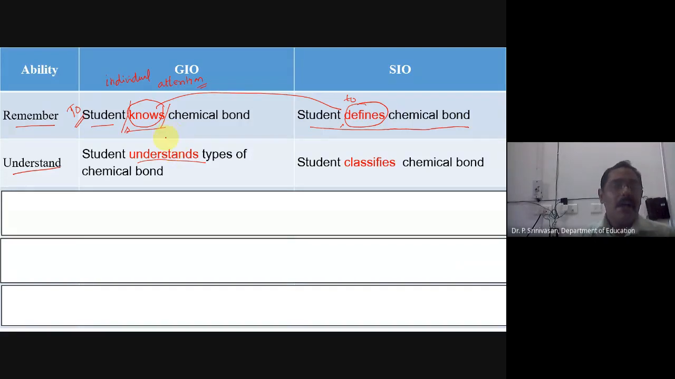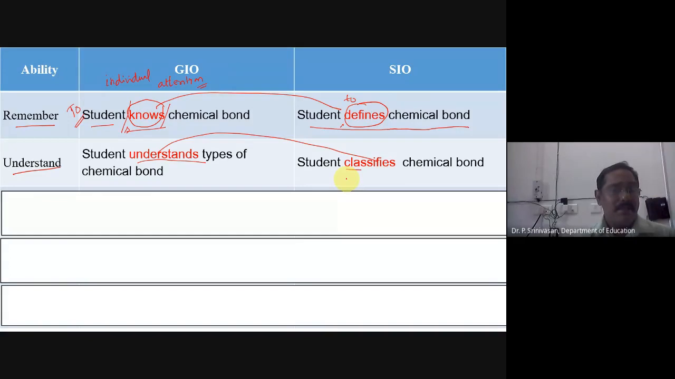Okay, the difference is in understand, and see the word. That's why I marked it in red in color. So the GAO has understand and the SAO has classifies. That is the difference. Okay. One more thing I have to stress. I will tell the clue. You say the answer. Each GAO or SAO consists of two parts.